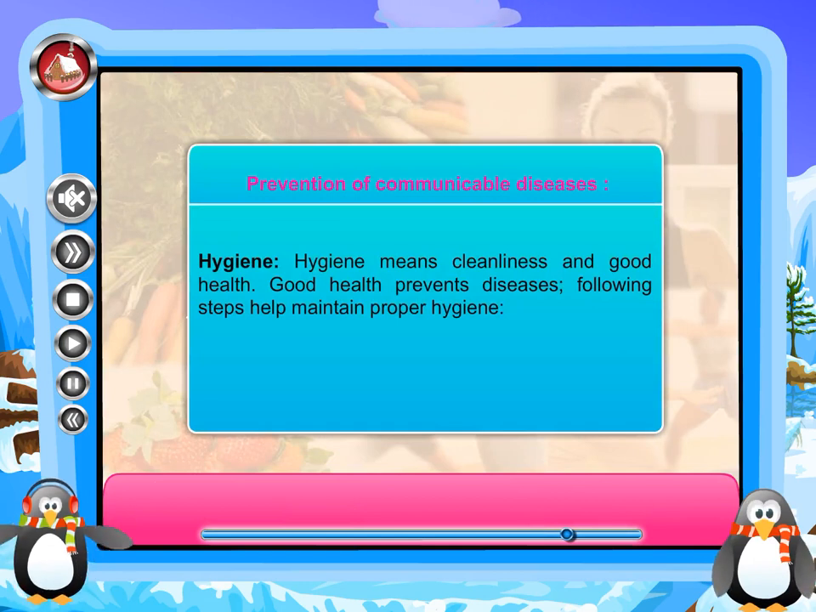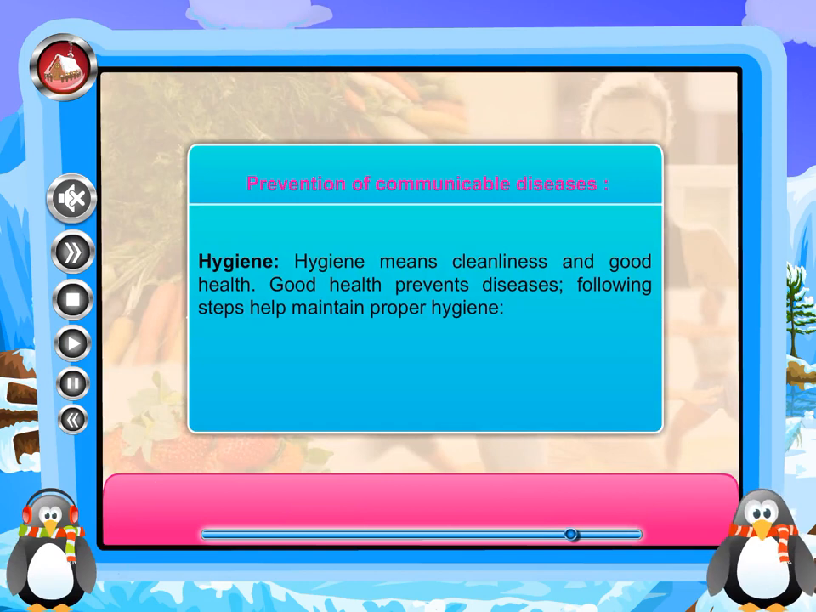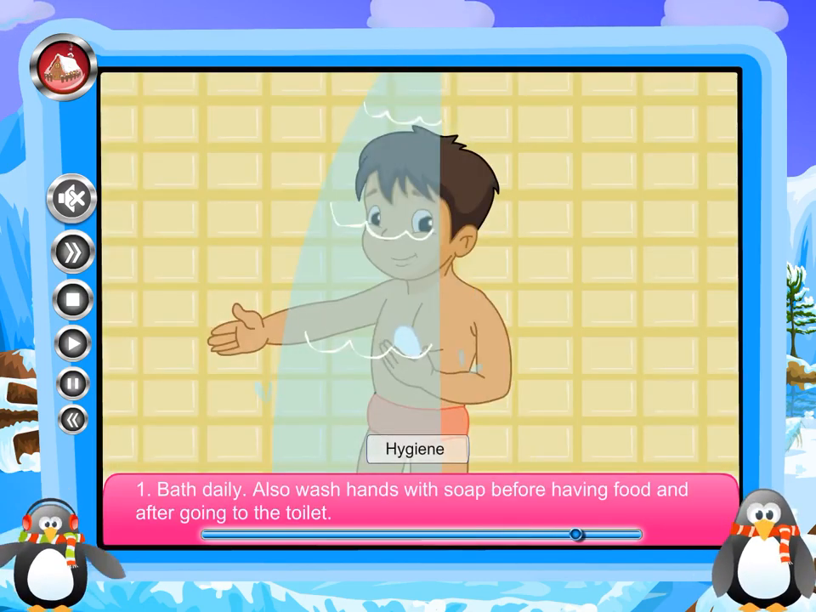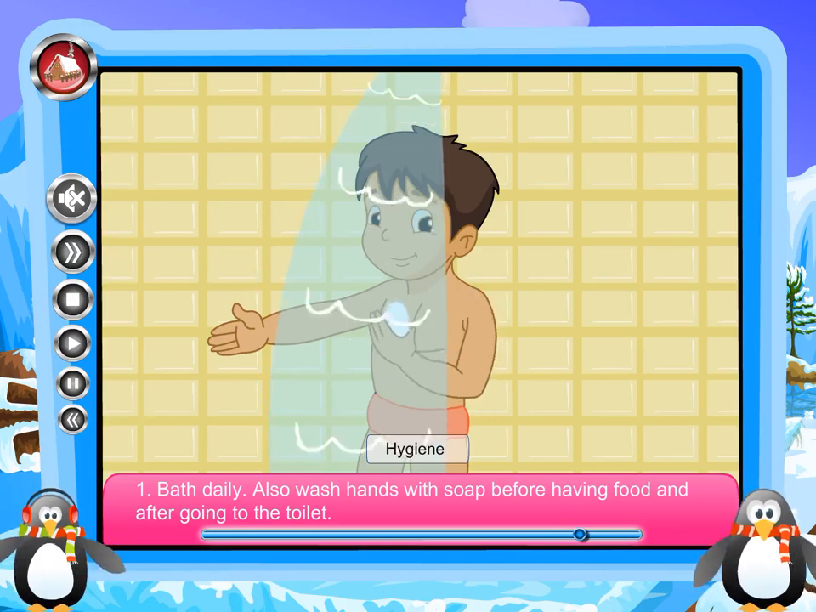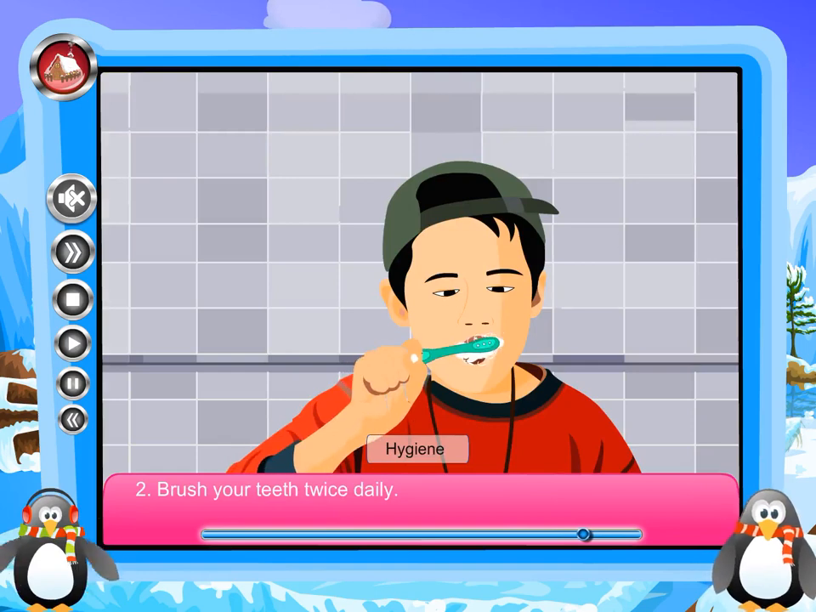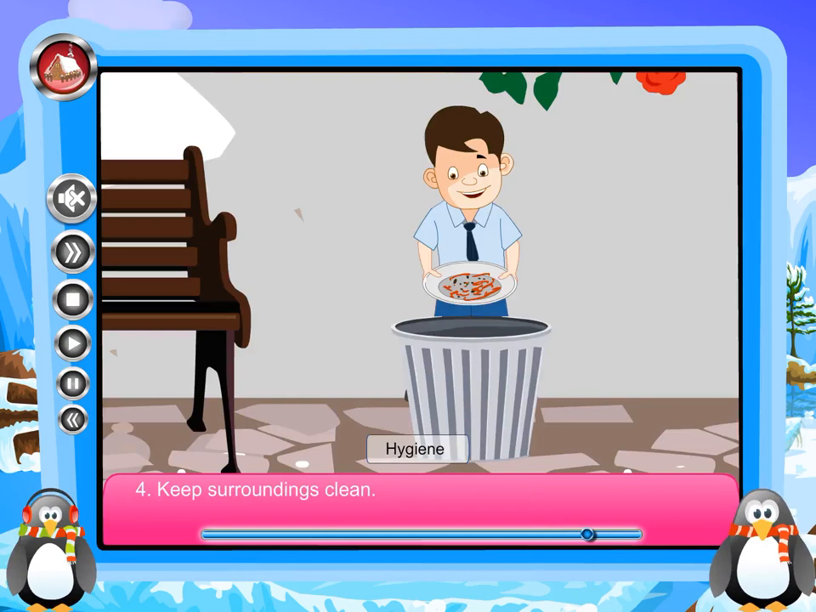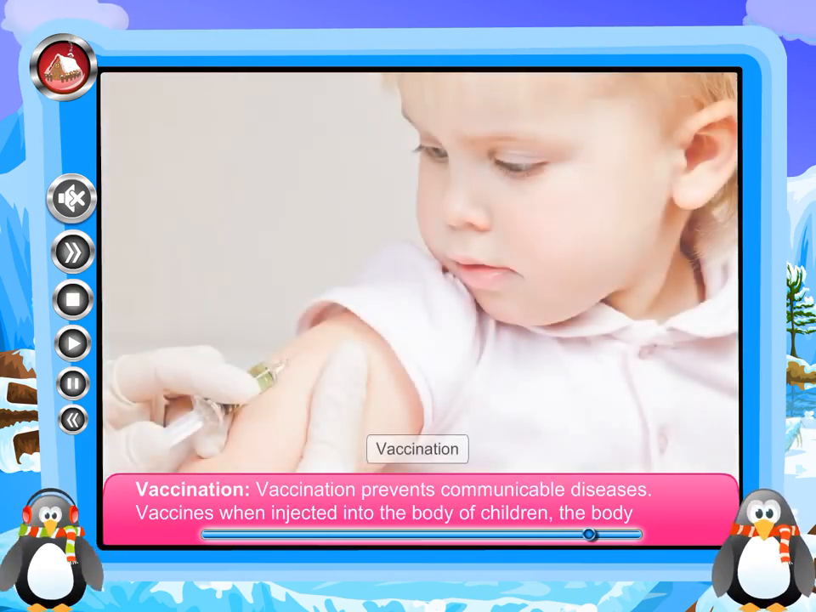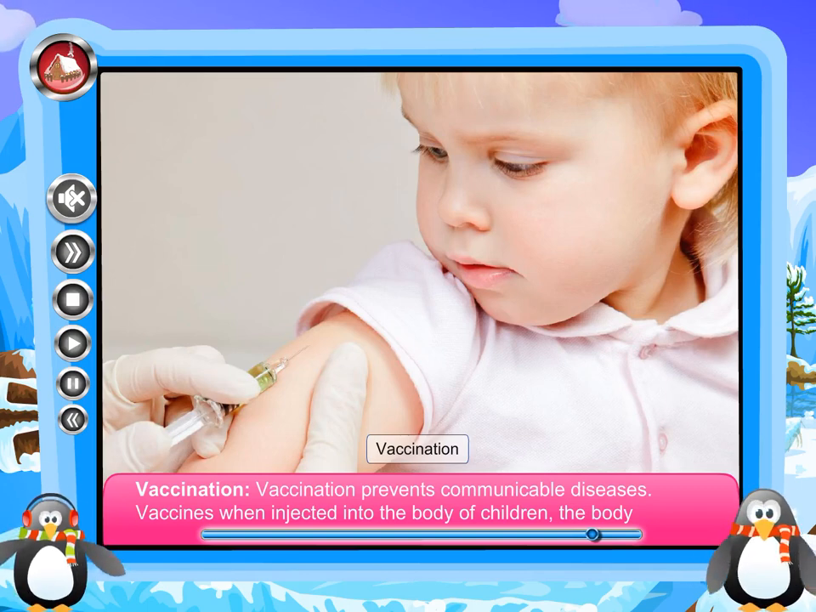Prevention of communicable diseases. Hygiene. Hygiene means cleanliness and good health. Good health prevents diseases. Following steps help maintain proper hygiene. Bathe daily. Also, wash hands with soap before having food and after going to the toilet. Brush your teeth twice daily. Take proper care of hair and trim your nails. Keep surroundings clean.